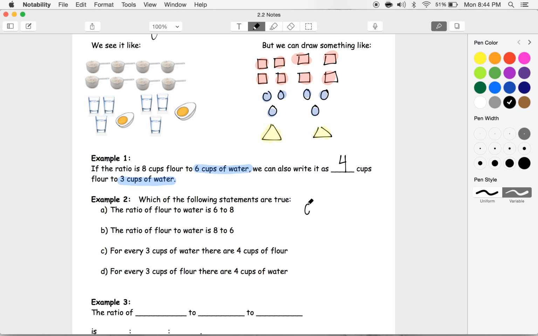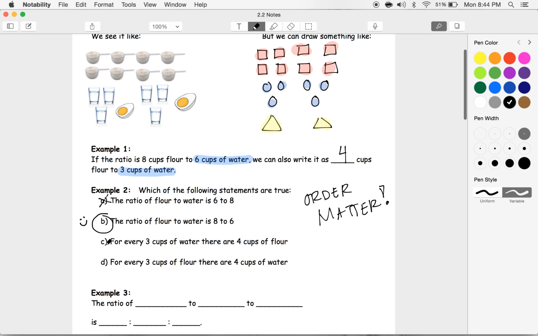But remember, order matters. The order in which those numbers show up is just as important as the numbers themselves. Because flour comes first, the 8 should come first, but it looks like the 6 comes first. That means A is actually not true. If we look at B though, flour comes first and the 8 comes first. Water comes second. The 6 comes second. So that means B does work. We're happy with that one. That one's true. Happy smiley face.